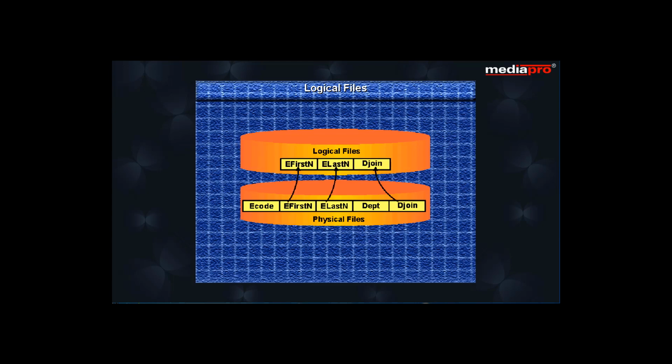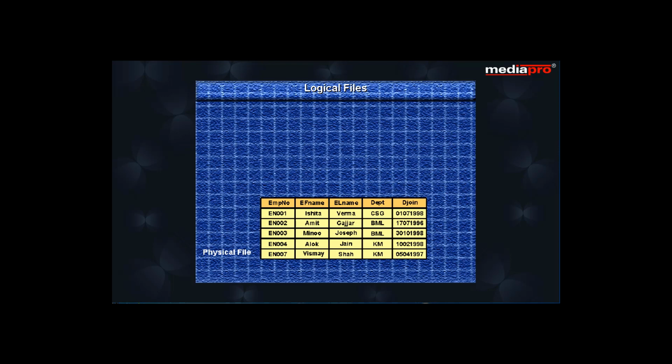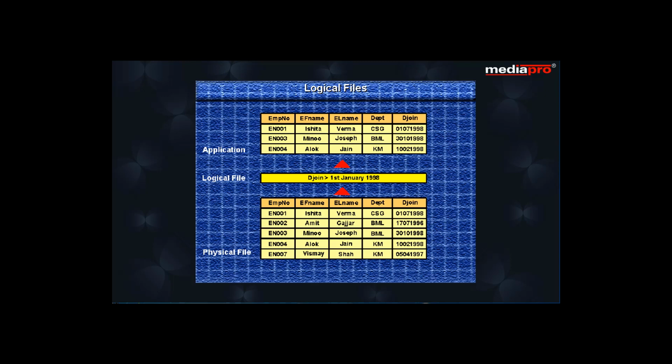For example, from an employee database, an application might require only a subset of the fields in the data records. Or perhaps an application might require only those records that match a particular criterion. Let us say only the records of employees whose date of joining is later than 1st January 1998.